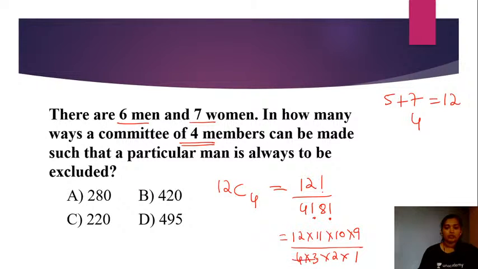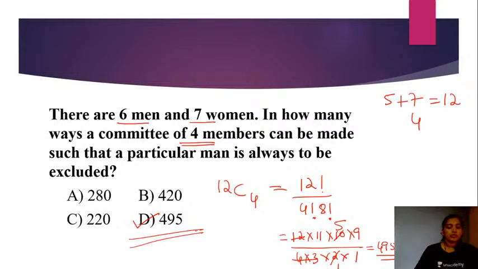Yes, 4 3s are 12. So we have a multiple cancelling out. So 2 1s are 2, this is 5s are. So 5 9s are 45. 45 into 11. So the answer here in this case will be 495. So option D is the right answer for the given question here.